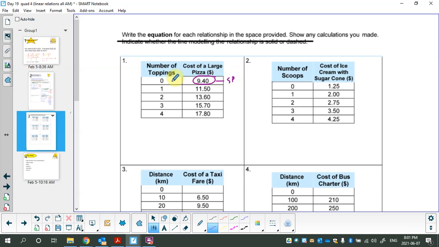And that's because it's across from the 0. Meaning that if I have a plain old basic pizza with 0 extra toppings, that's the least amount it's going to cost me. So this is another cost question. So I'm going to say C equals, and I know it's going to start with $9.40. And then I'm going to have to add an amount on. But with this, without the words, you have to do calculations. So you have to find rate of change.